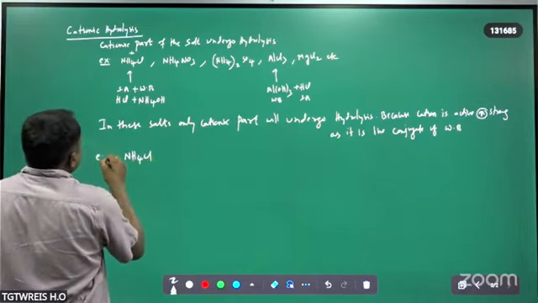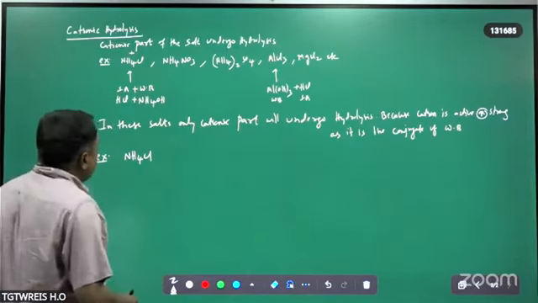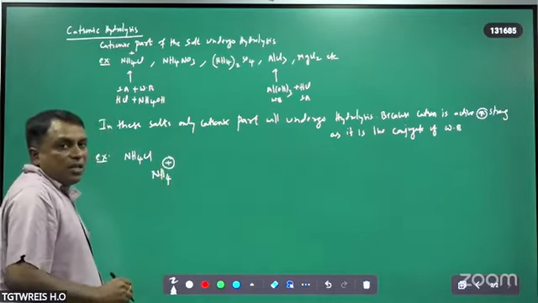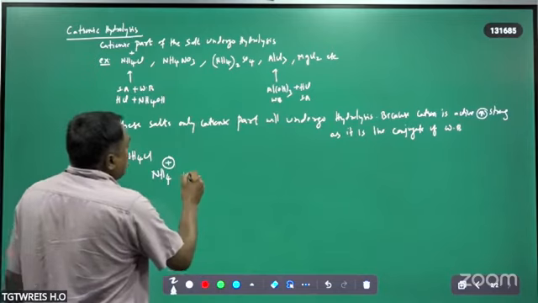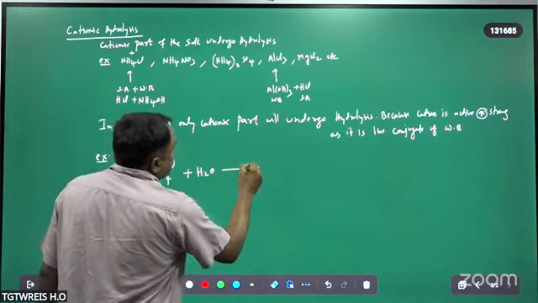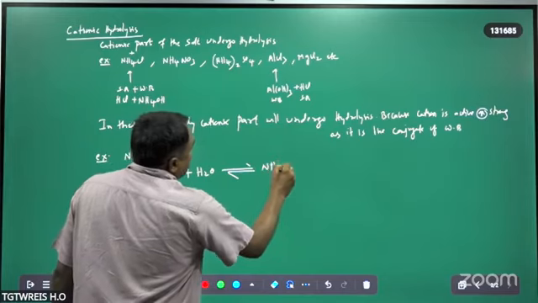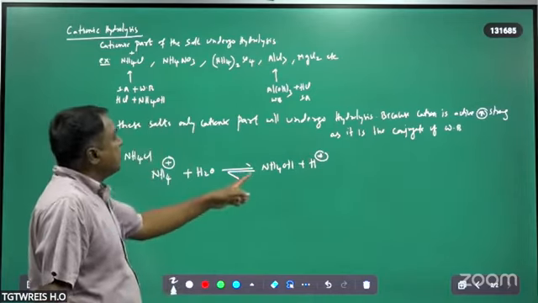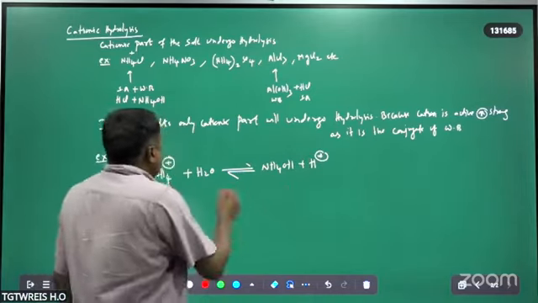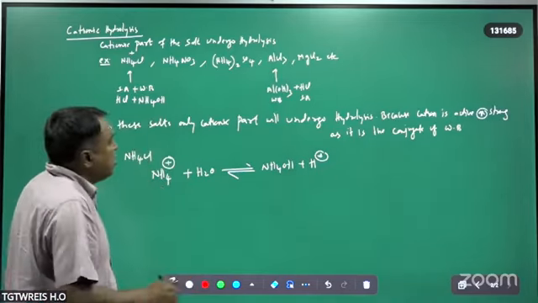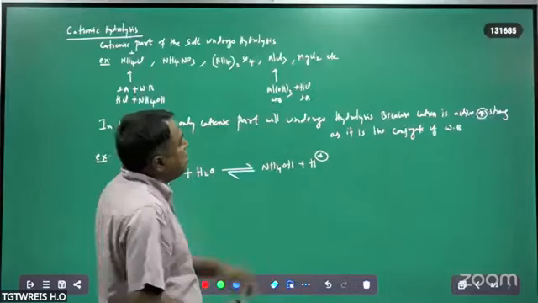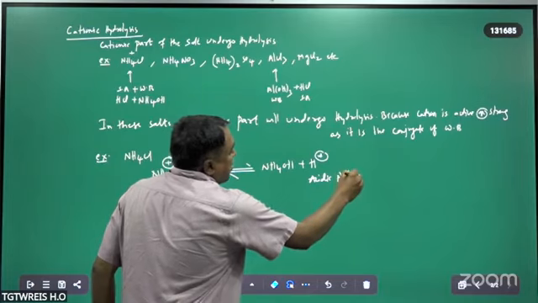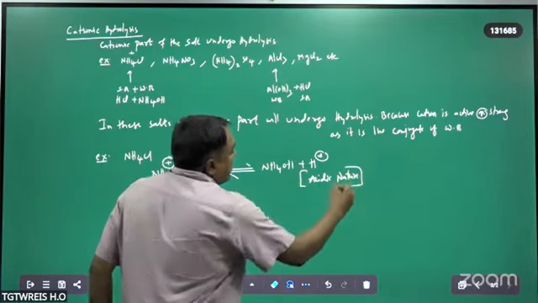Let us consider a salt like NH4Cl. In this, NH4 plus is the cationic part of ammonium chloride, and it undergoes hydrolysis to form ammonium hydroxide plus H plus. So NH4 plus and water give rise to NH4OH plus H plus. So when ammonium chloride dissolves in water, you get a solution which is acidic in nature because it is producing H plus ions. So this is very, very important.